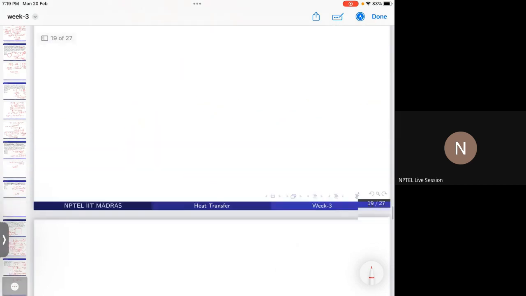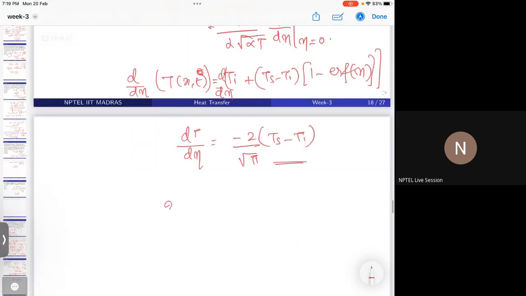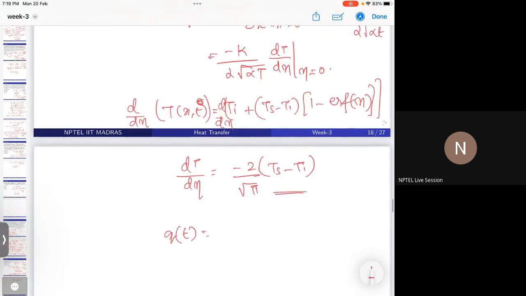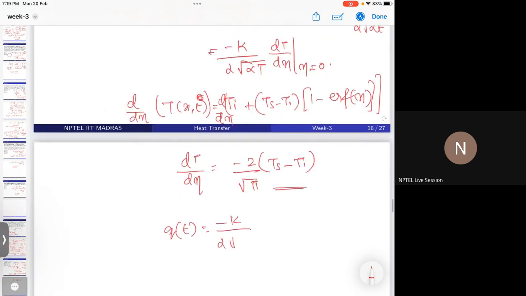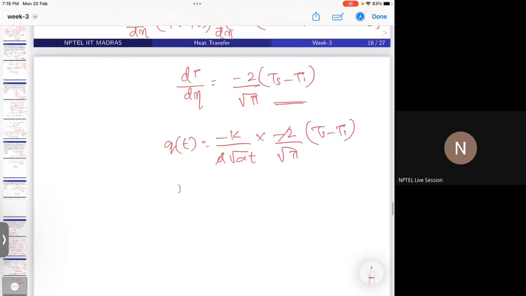So the heat flux q of t, you substitute back: minus k divided by 2 root alpha t into minus 2 divided by root pi into Ts minus Ti. The 2 cancels. So the heat flux at any time at x is equal to 0, that is important, in the left face, is k Ts minus Ti divided by root of pi alpha t.